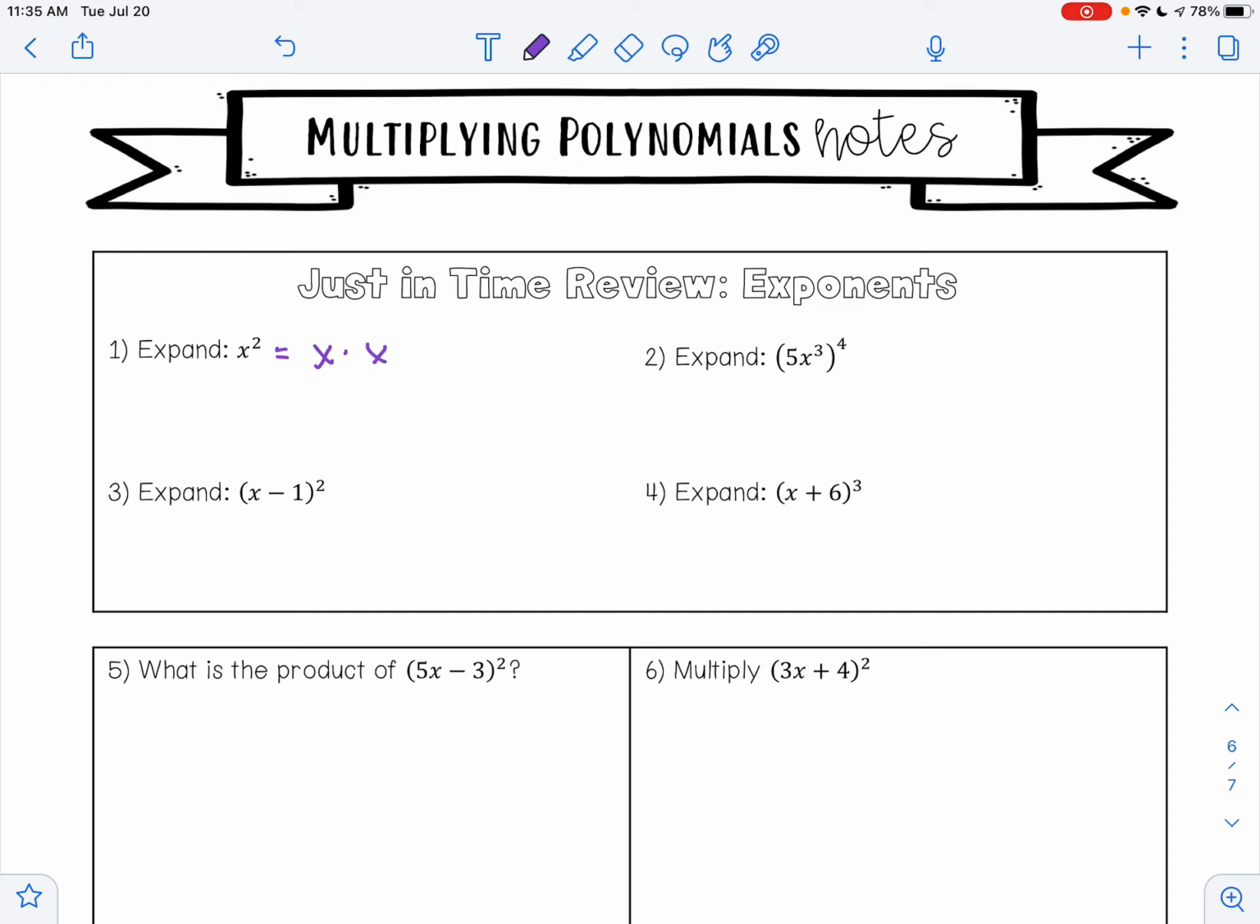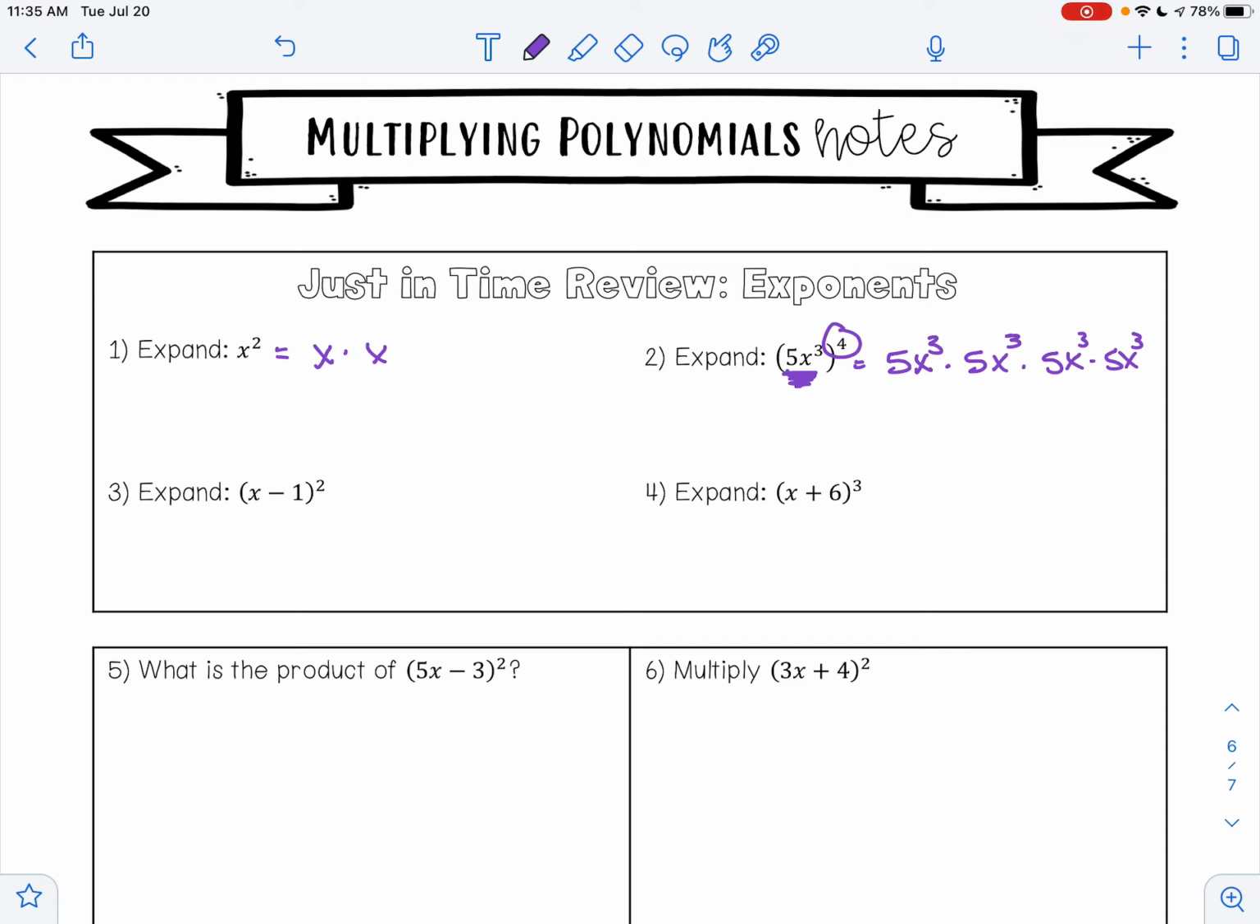On example 2, it says expand 5x cubed raised to the 4th power. So what this means is that I have 4 5x cubes being multiplied together. So this exponent of 4 is telling me multiply this base 4 times.